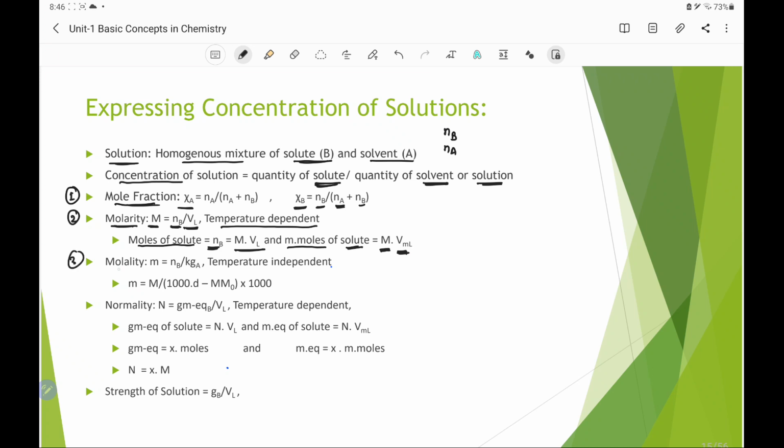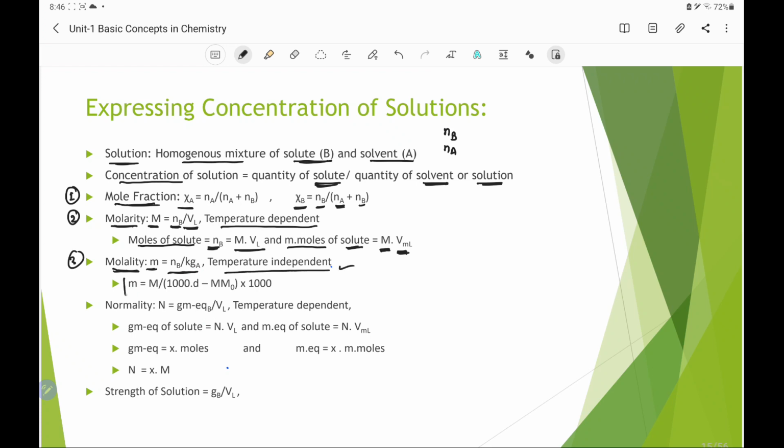Third term is molality. Molality is represented by small m, and it is the ratio of the number of moles of the solute divided by the mass of the solvent in kilogram. And because it is the mass which is temperature independent, we can say molality is also temperature independent.